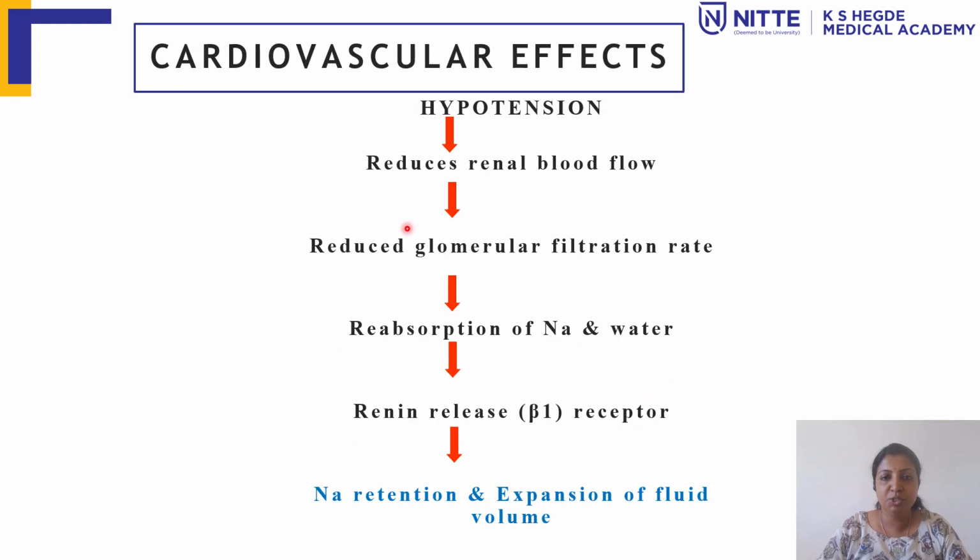When there is hypotension, it can reduce the renal blood flow. So it will reduce the GFR. It can lead to more complete reabsorption of sodium and water, which can produce sodium retention and expansion of fluid volume. The reflex release of renin can also contribute to this expansion of fluid volume by acting on the beta 1 receptors. Renin is released.